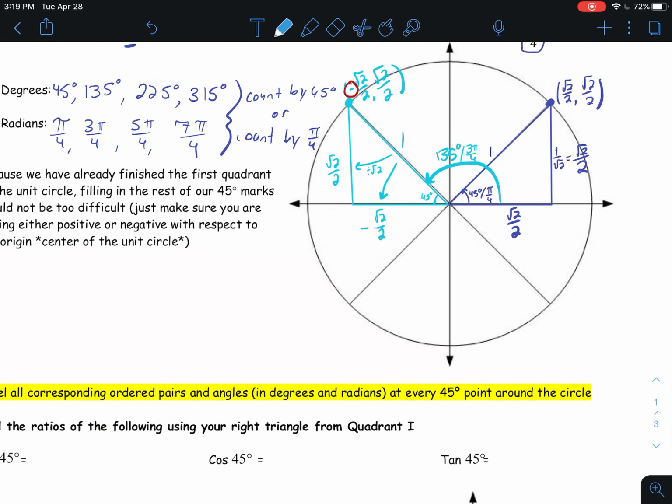So the next one that we have is our 225 degrees. So we're going to come all the way around to 225 degrees right here, and we're going to build this triangle. Remember, we're always going to the closest x-axis, so we're going straight down here. So this is 225 degrees, or also known as 5 pi over 4.